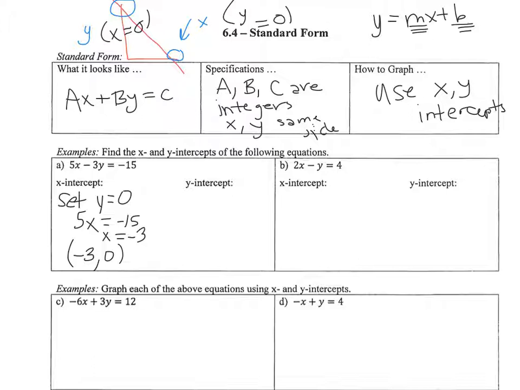Now to find the y-intercept, I'm going to set x equal to 0. So essentially what you're doing is you're covering up this part and solving negative 3y equals negative 15. So y equals 5. So your ordered pair is going to be 0, 5.